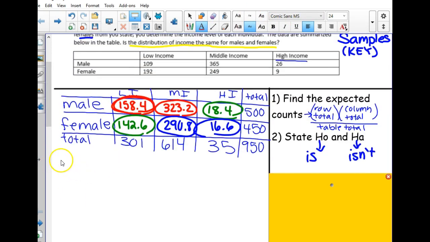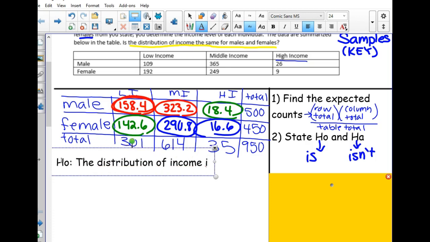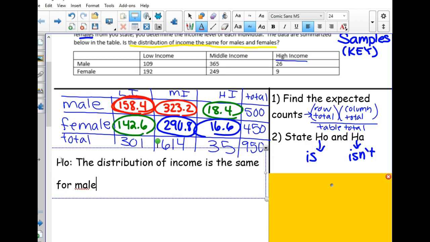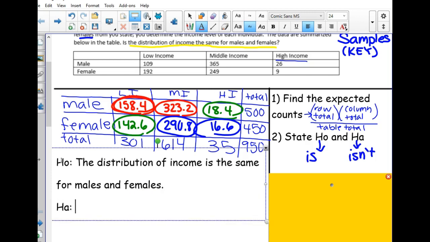So using that sentence to help us with our writing. H0, the distribution of income is the same for males and females. And then our HA, it's not the same.